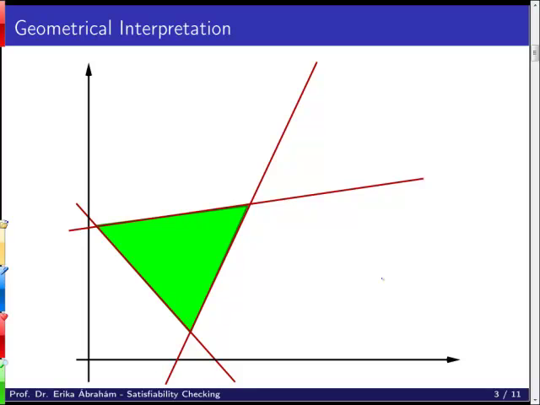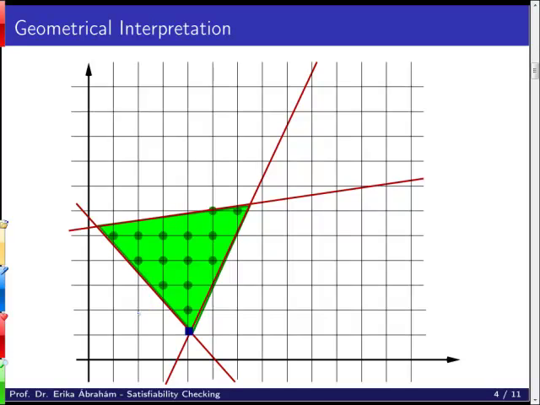So, assume we have now 3 inequations, and since the inequations are all linear, they define a polyeder, or if it is closed, then a polytope. So the green area is the solution for this set of inequations. And now the integrality requirement puts a grid on it. That means I do not want to have an arbitrary solution, but an integer valued solution.